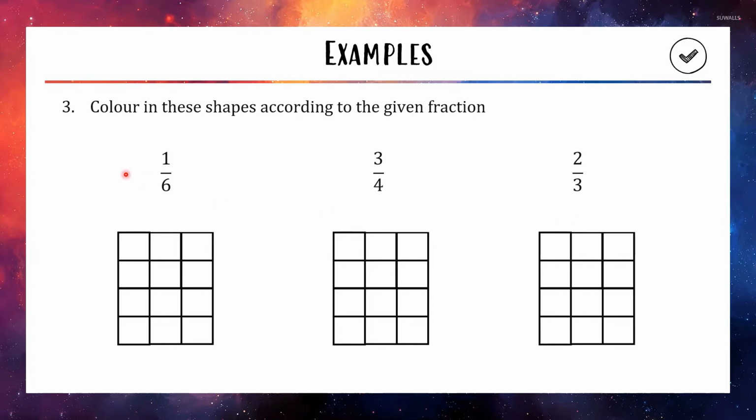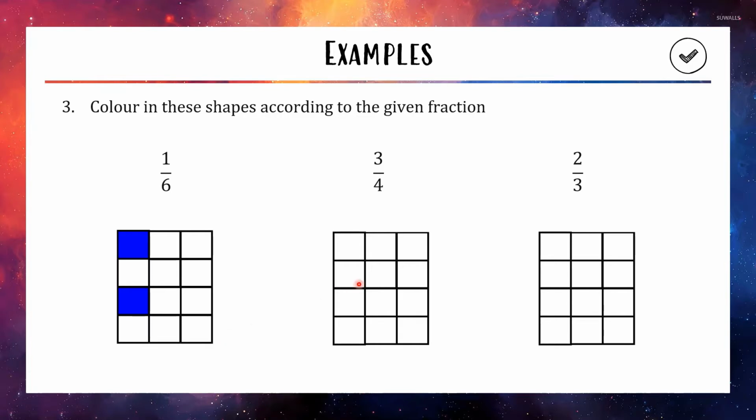Okay, first one, if we color in 1 and then leave 5 blank, we will have 1/6 colored. We have to do it twice because we have 12 squares. So if you had 2 of them colored in and the rest left blank, that is what 1/6 of this shape looks like. So 1 out of 6 is the same thing as 2 out of 12.